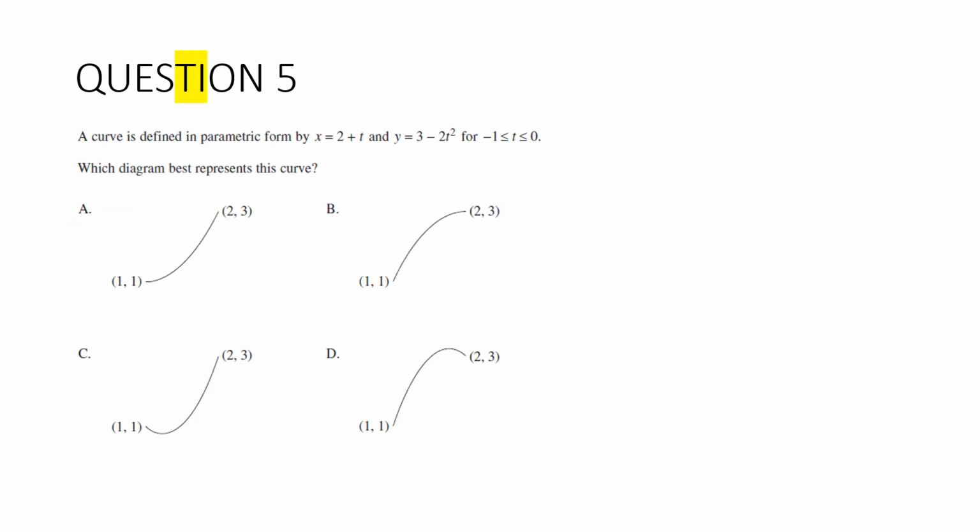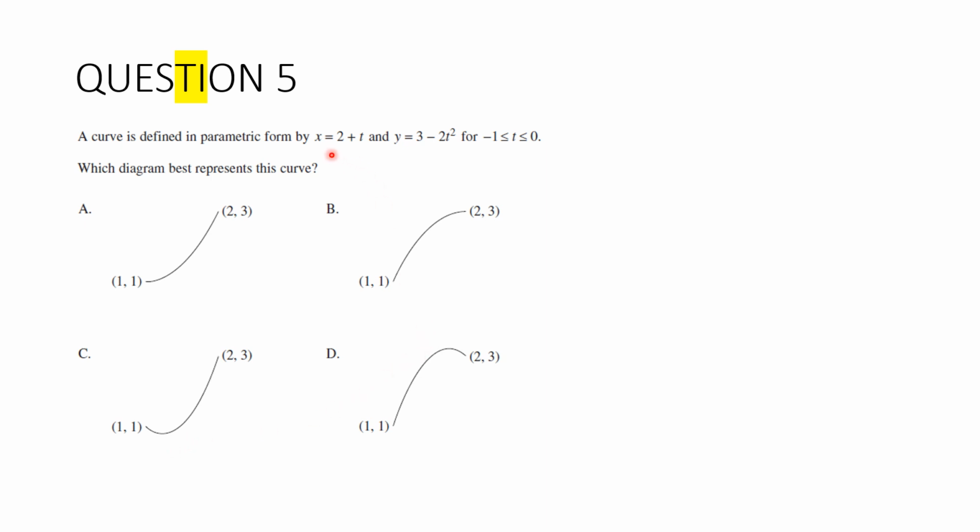Question 5. The curve is defined in parametric form by x is equal to 2 plus t, y is equal to 3 minus 2t squared, and t is between -1 and 0. Which diagram best represents this curve? Now we can see that it has the same endpoints in each case. In fact, the only difference is really going to be concavity and if there is a turning point.